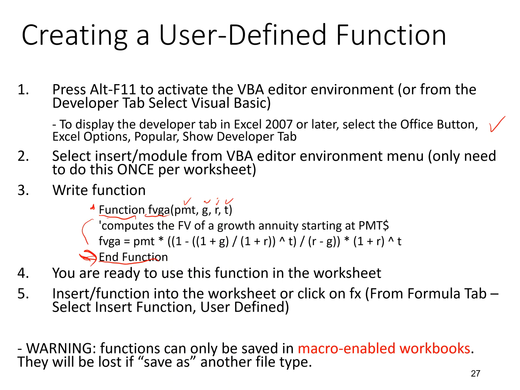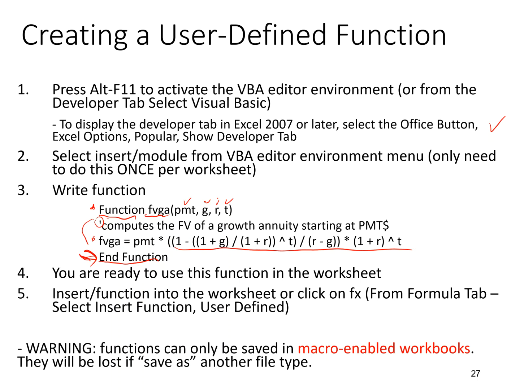Now the two lines of code. I'm going to start off the first line of code with a single quote. Single quote means comment, meaning everything there is ignored. It's there just to put some documentation. So I'm going to put a single quote and say this function computes the future value of a growth annuity starting at payment, or PMT. Then I'm going to put a formula, FVGA equals payment, and put in that long formula we did in an earlier section, and then that's it.